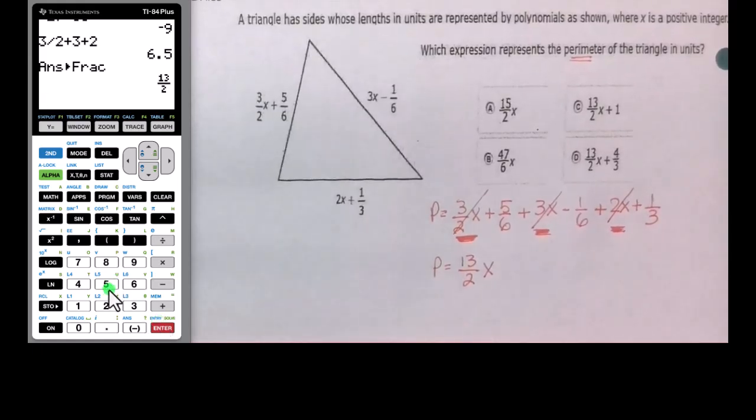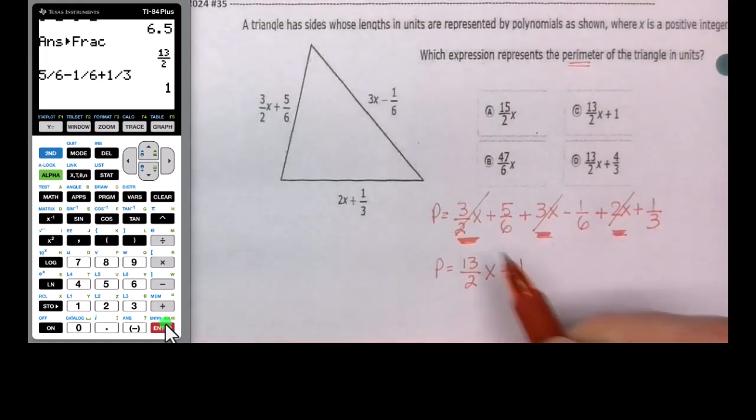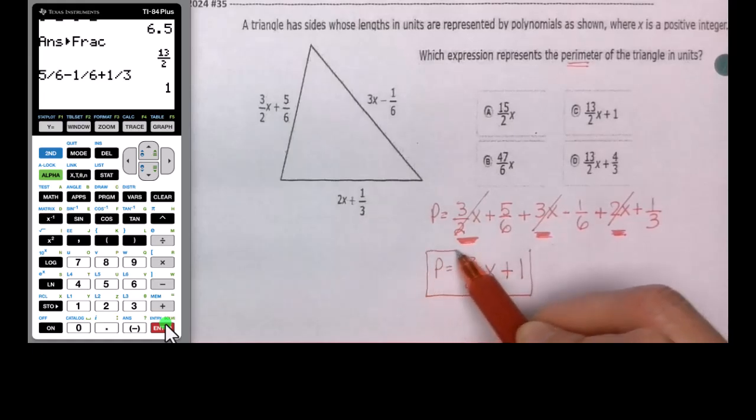So let's do 5 divided by 6 plus, sorry, it's supposed to be minus, so let's arrow, minus 1 divided by 6 plus 1 divided by 3. Press enter. We get positive 1. So right there, we see that the answer is going to be letter C.